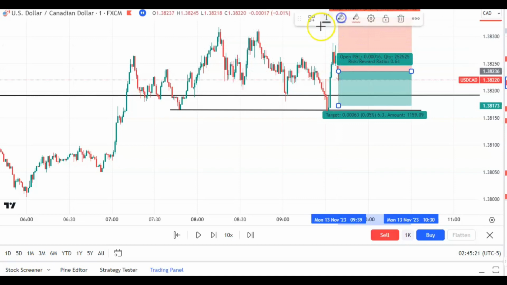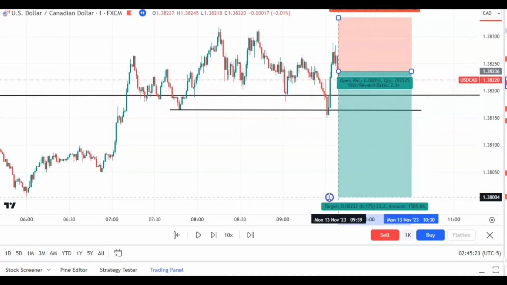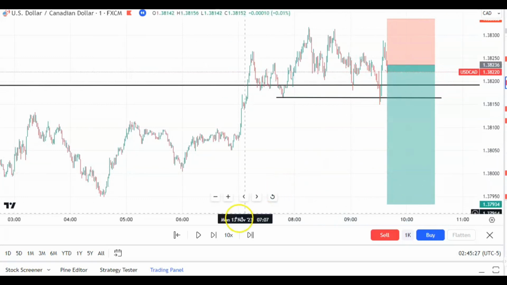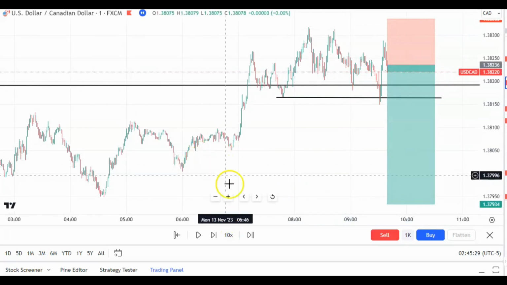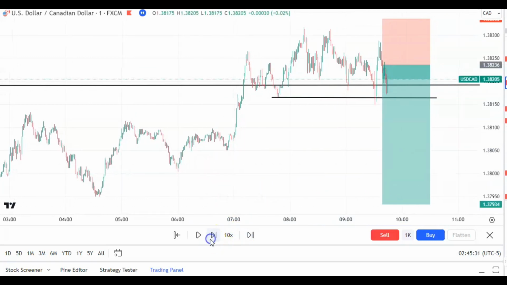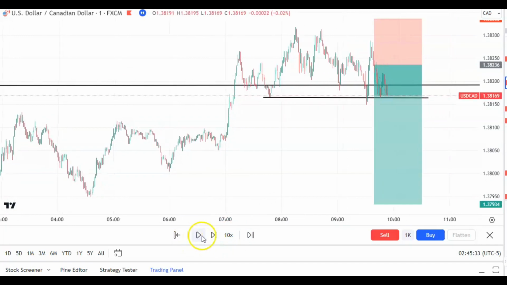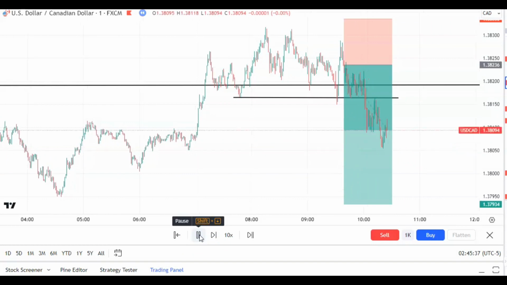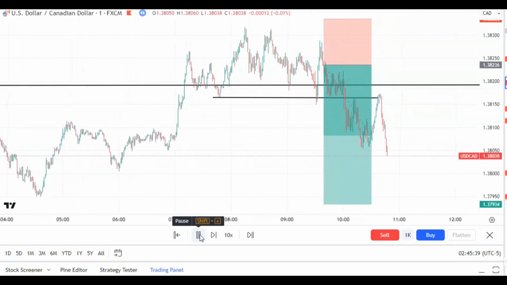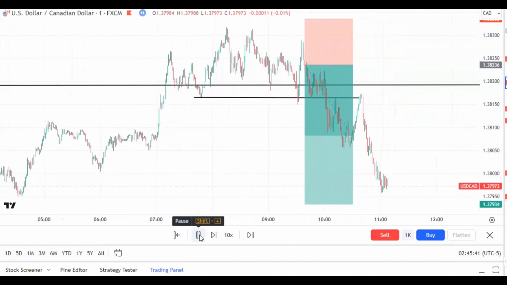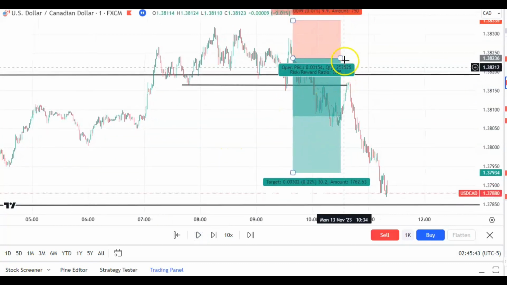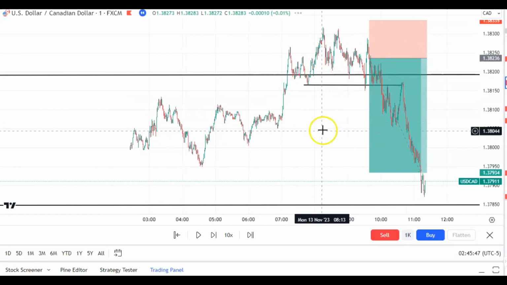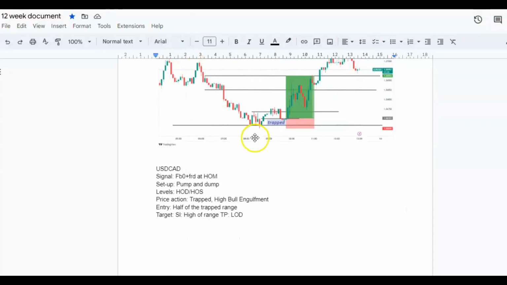That stops above that area, risk reward ratio of 1:3. But basically we are targeting the low of the session, the low of the day, and as you can see, price did hit our TP. So those were the trades on Monday.